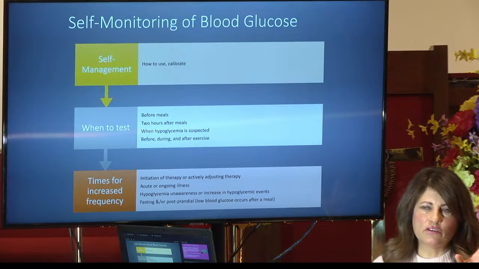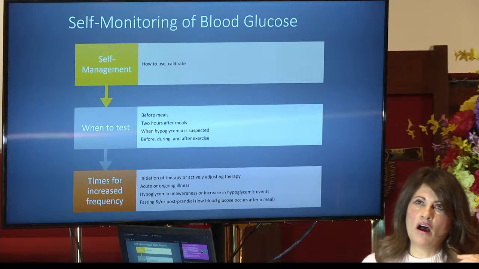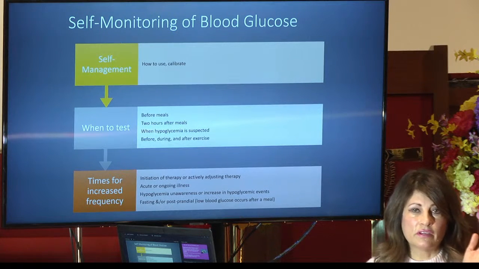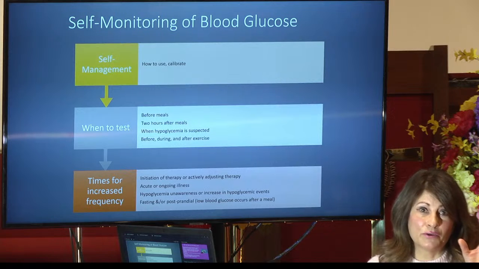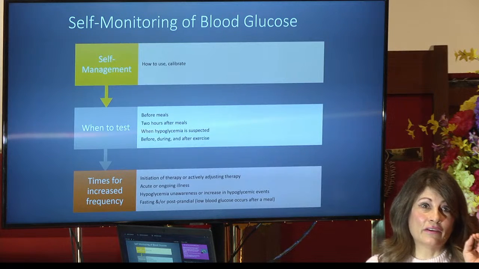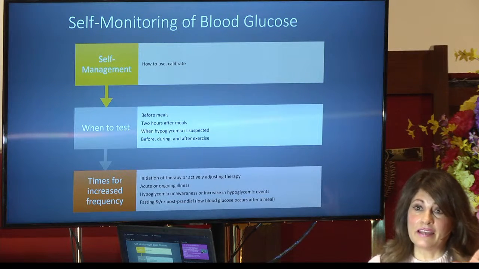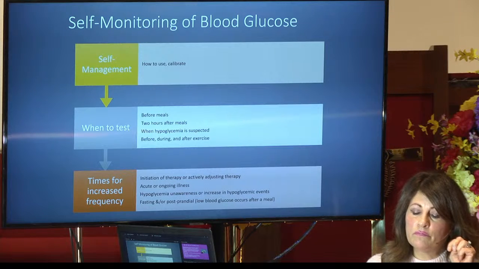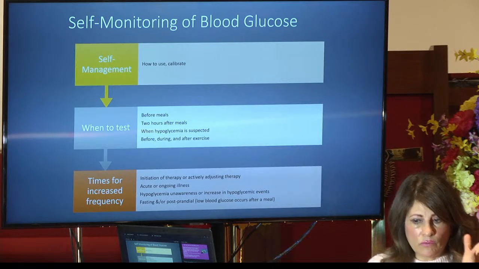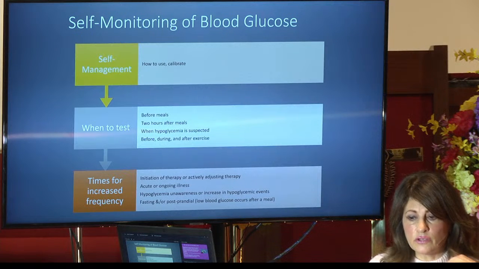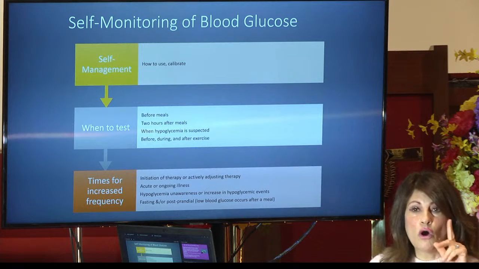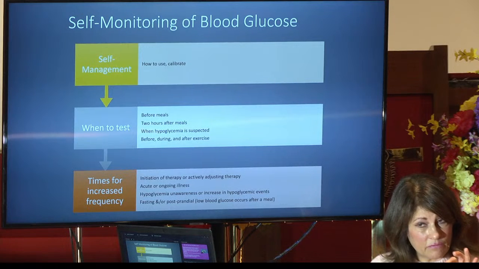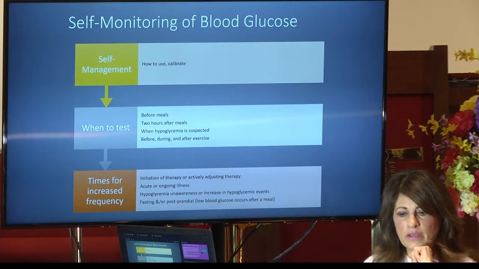Everyone is different. So you may meet someone who says, I only test in the morning. Or I test morning and night. Well, someone else says I test morning, noon, night, and evening, all meals, and before I go to bed, right? But when to test? Before meals, 2 hours after meals, always when hypoglycemia is suspected. Remember that real low blood sugar.